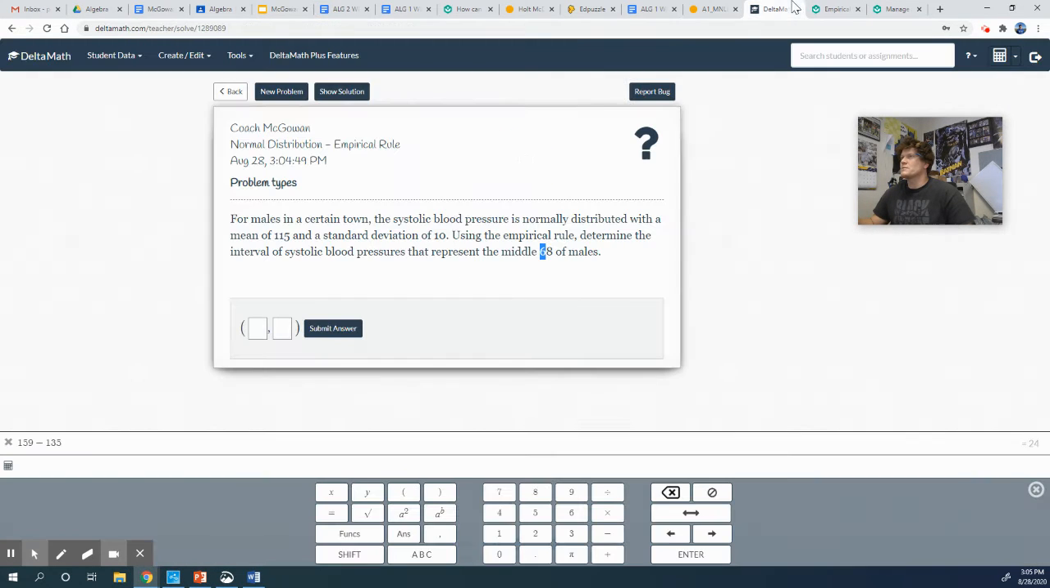68% is 1 standard deviation away. So if I go back to my Delta Math, I want to be 1 standard deviation away from here. Here's my mean. There's my standard deviation. So I want to add and subtract 10 from my 115. Put the smaller one on the left: 115 minus 10, 105. Put the bigger one on the right: 115 plus 10, 125.